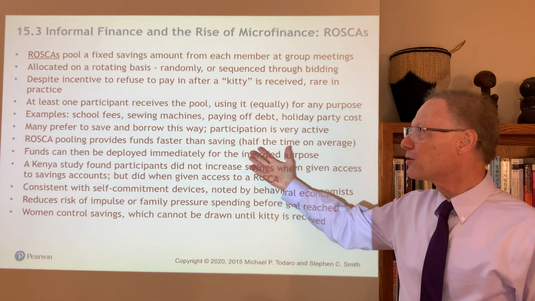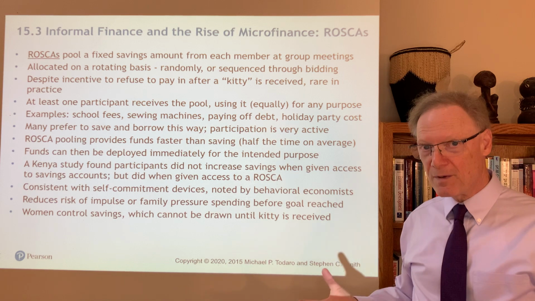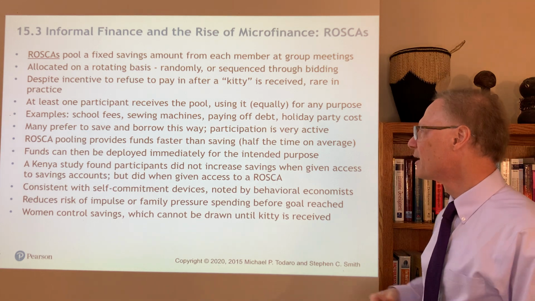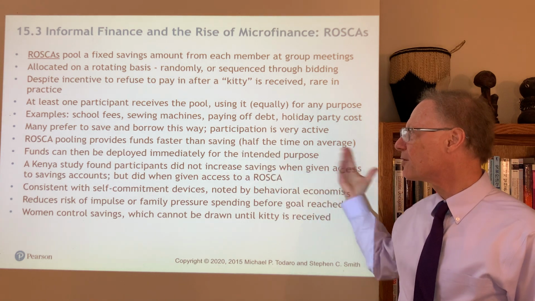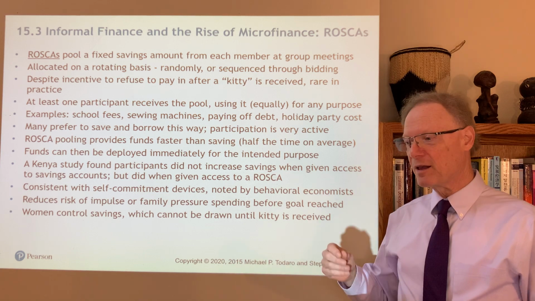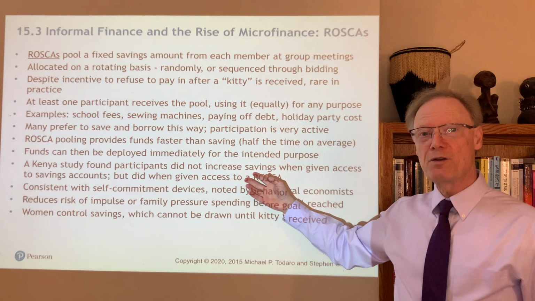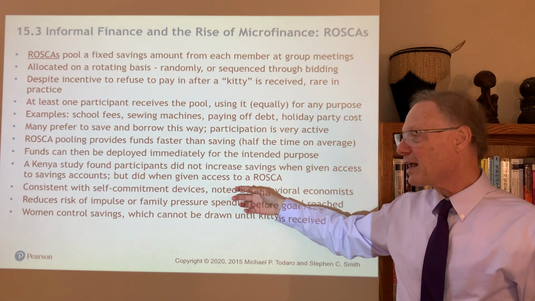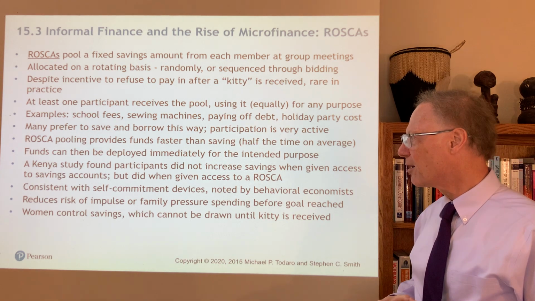And so many prefer to save and borrow, if you want, in this way. Participation is quite active, with many people throughout developing countries. So it's important to understand how they work. Well, one important thing to note is that the ROSCAs do provide funds faster than saving the money would. And so it's about half the time on average, because your turn to get the kitty is on average halfway through the year. And then you can use the funds and deploy them right away for your intended purpose. And so savings is more common through this method than you might find otherwise.